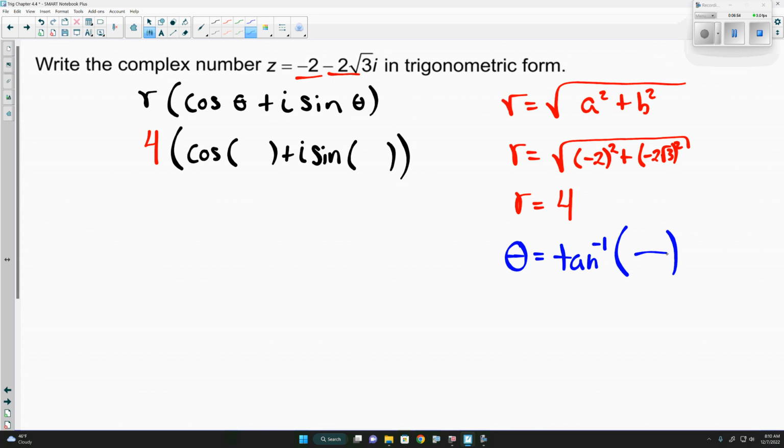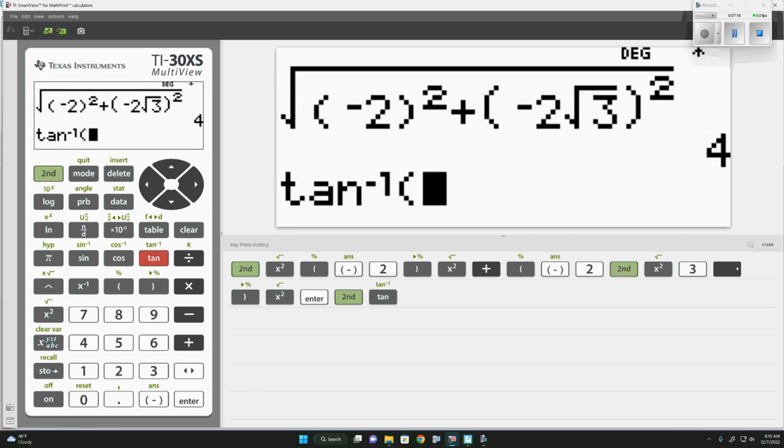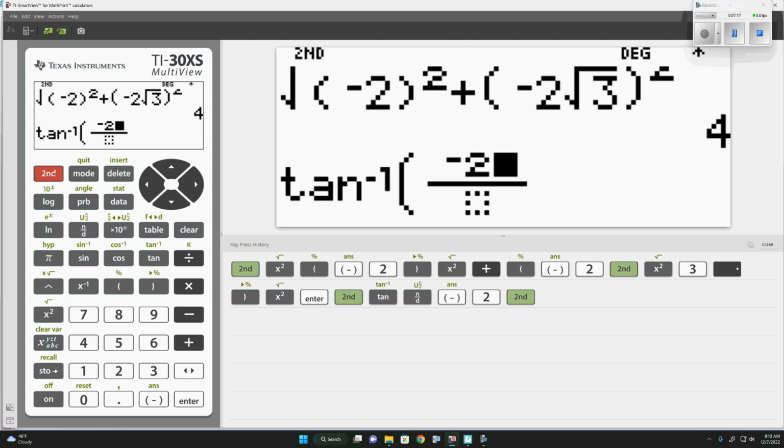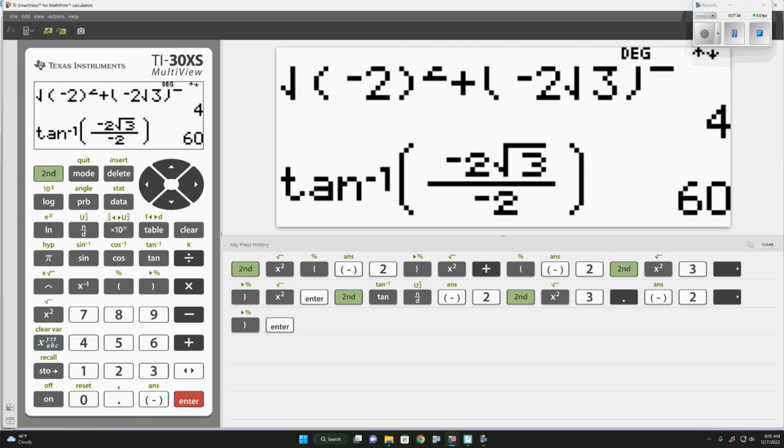Well, b in our case is -2 square root of 3, and a is -2. We are able to simplify that if we want, or we can leave it as it is. Either way, we'll get the same answer. So we can say second tangent inverse of -2 square root 3 over -2. Because I could have simplified it and just said tangent inverse of the square root of 3, because -2 over -2 is 1. Enter. And it'd still give me the same answer.